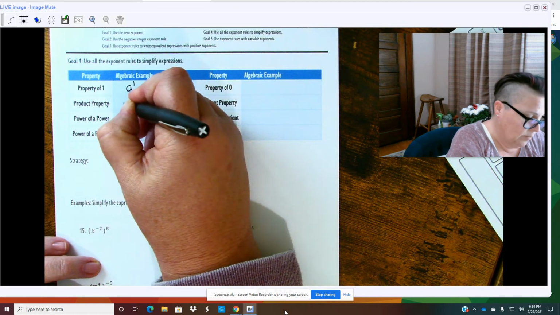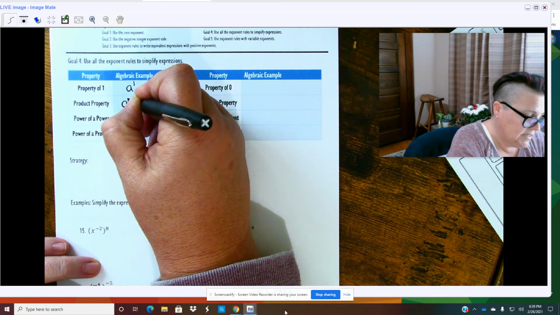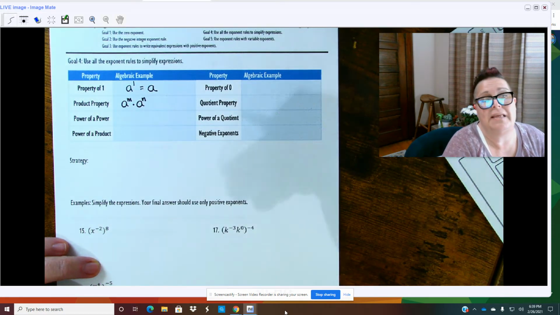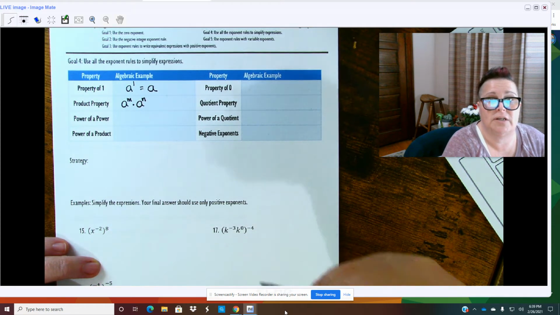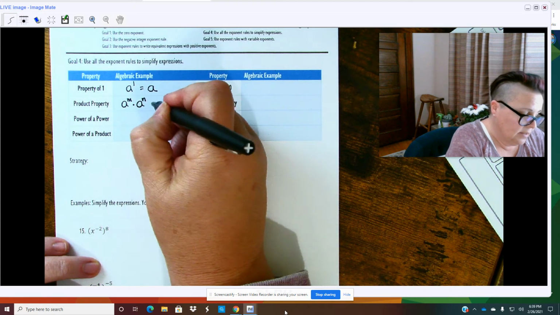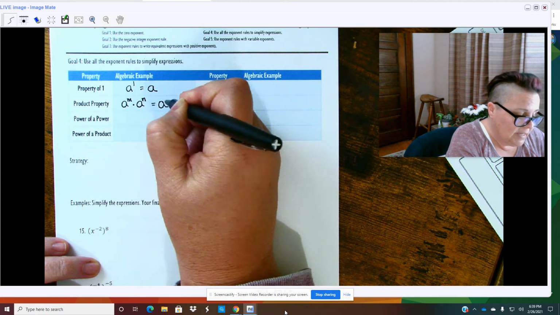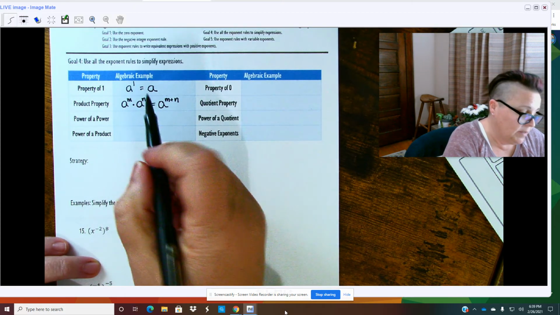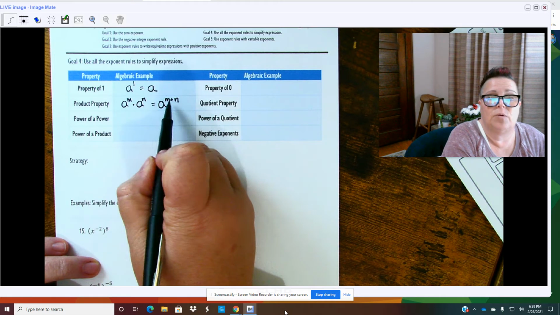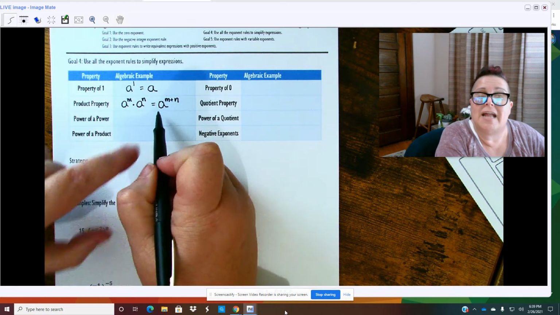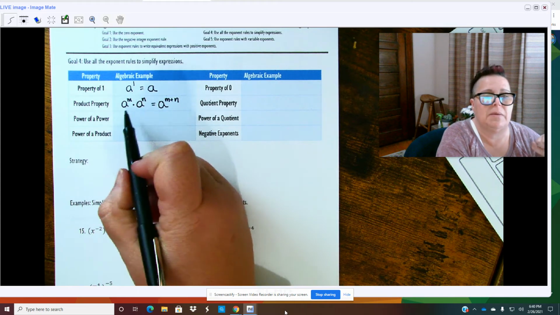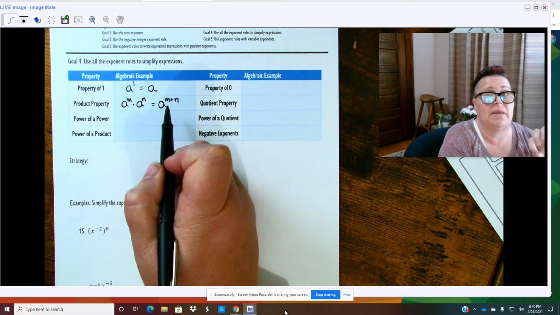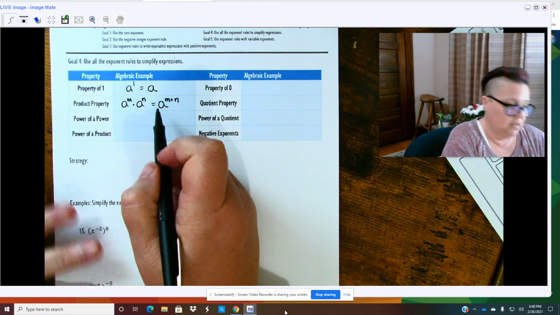The product property basically says if you have a to the m and you're multiplying that by a to the n, so if the bases are the same in your exponential expressions and they're being multiplied, you can simply add the exponents. The result of that multiplication will be the exact same base with the exponents added. Notice this is not 2a. That's probably the biggest mistake. People think a to the m times a to the n is 2 a's to the m. No. It's just the exact same base. It's a, and a. Okay?